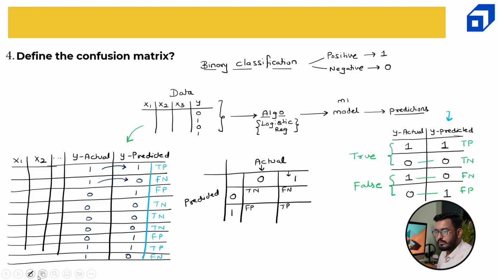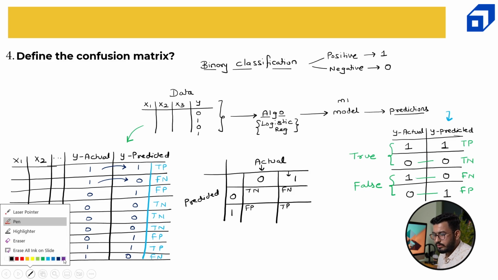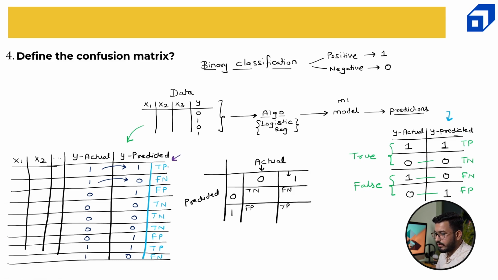Now I'll fill this table with the actual numbers that I have over here. How many true positives do I have? 1 and 2. So I'll write 2 over here. How many true negatives? 1, 2, 3. So 3 over here. False negatives? 1, 2. And false positives? 1, 2. And this is what the confusion matrix is.